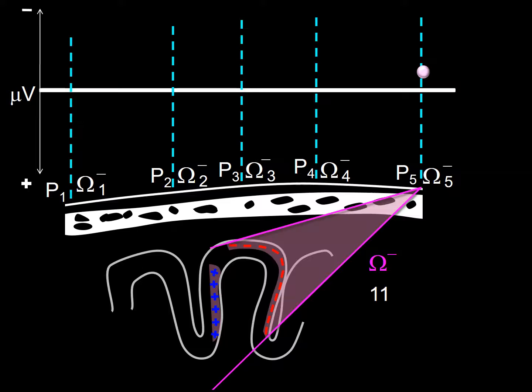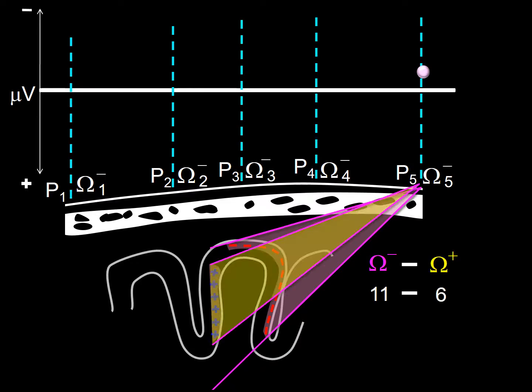From this angle, the P5 electrode sees 11 negative poles and 6 positive poles that when subtracted will yield 5 negative poles. So, despite having a wider solid angle, the magnitude of the angle is less. If in addition we take distance into account, we can see why P5 will record less voltage than P3.